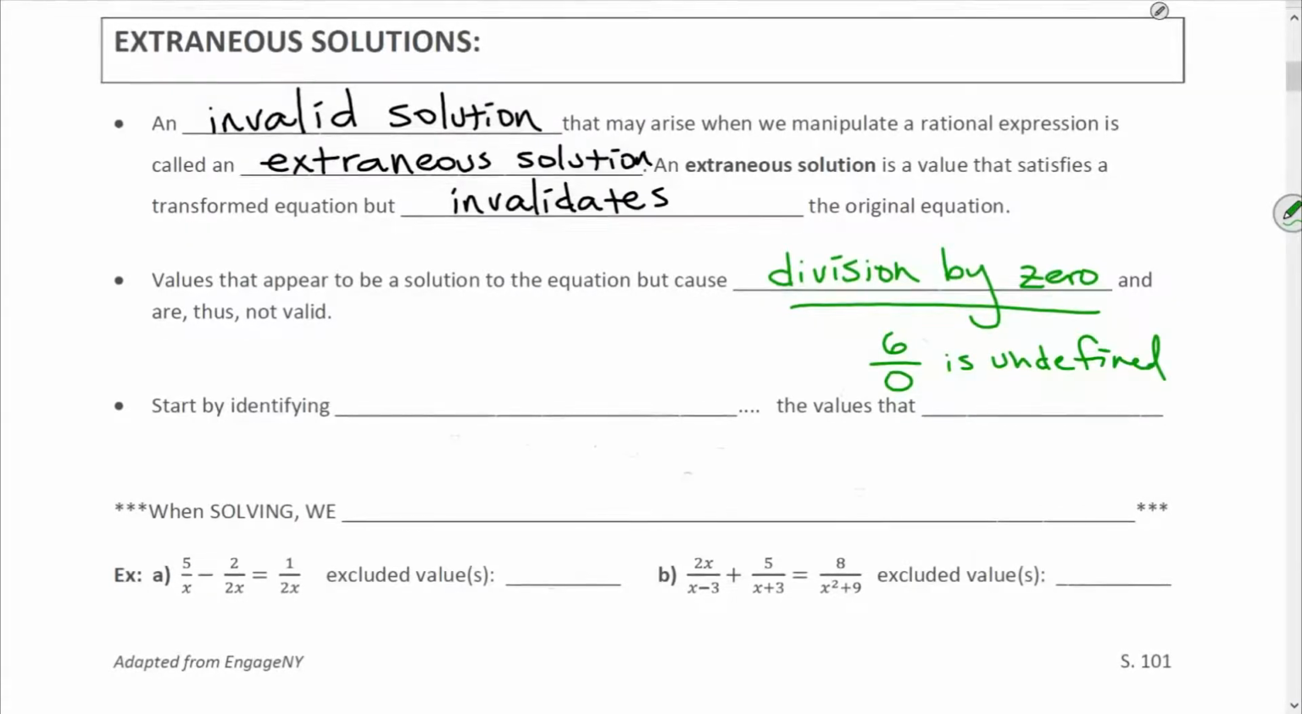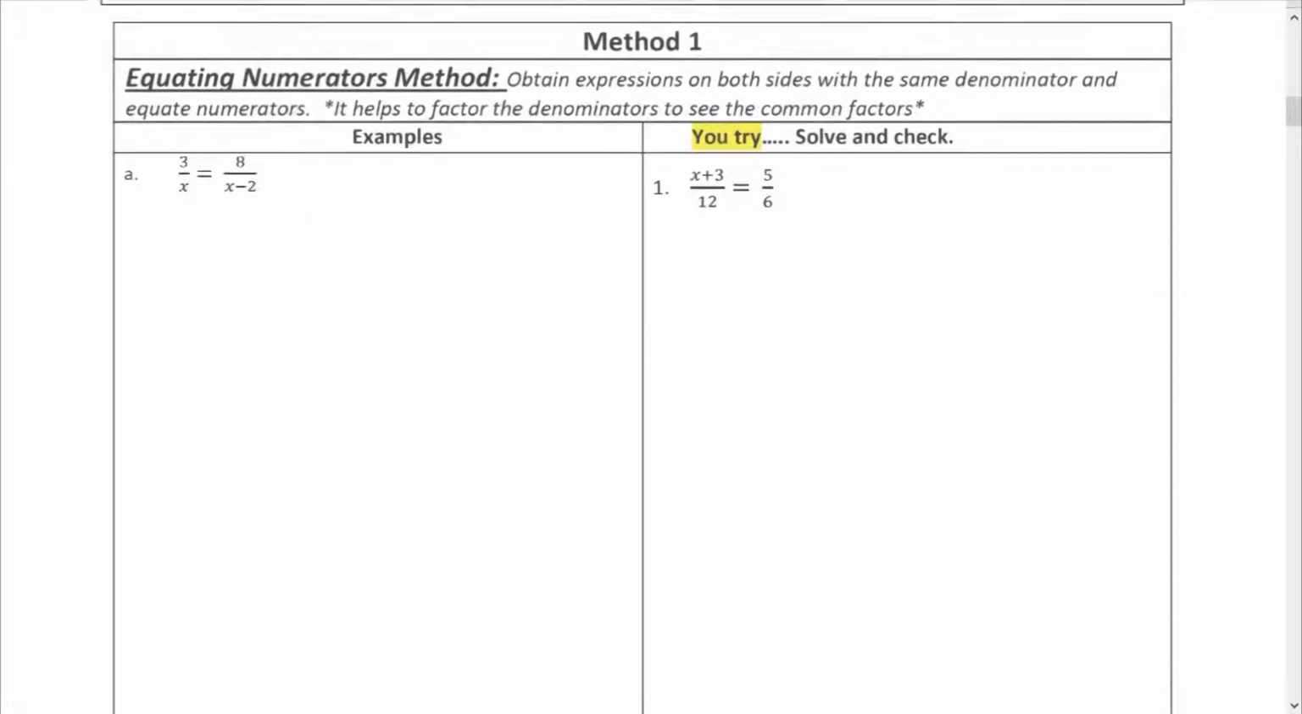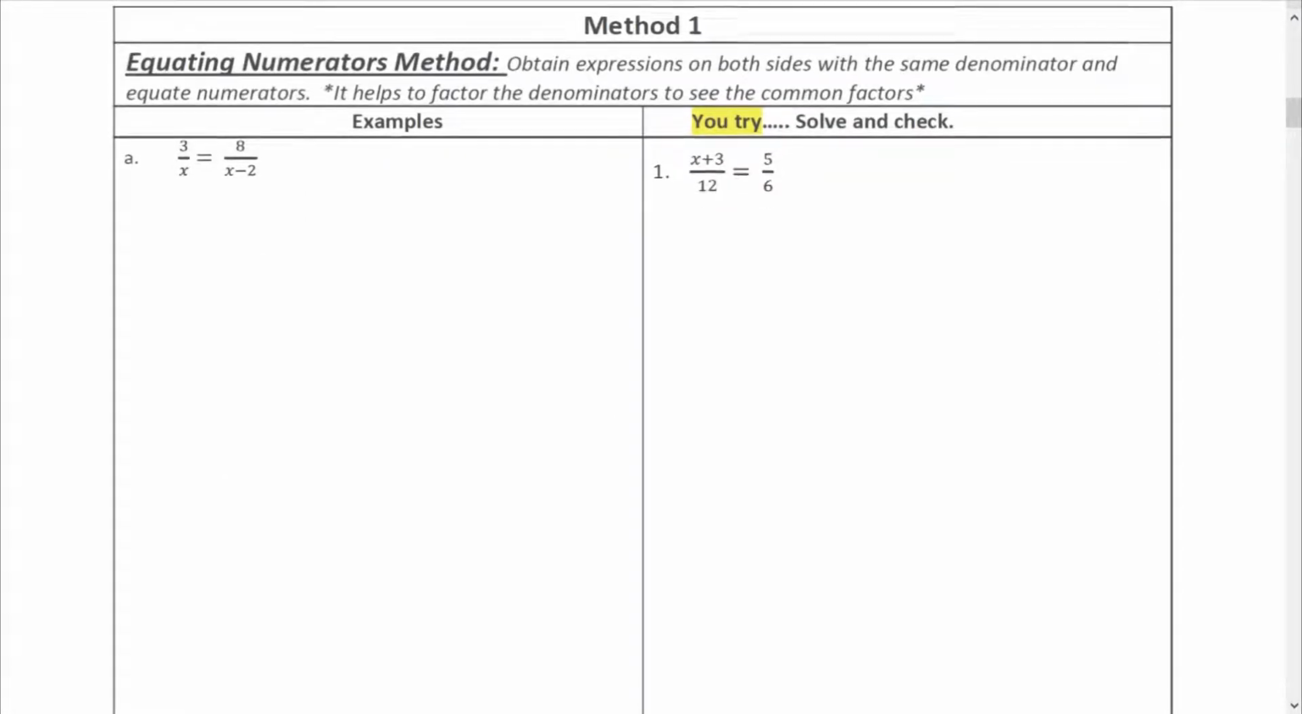So when solving, we will always check for extraneous solutions, and I do that at the end of the problem. With that in mind, let's solve some rational equations. This is a method where we'll find a common denominator, set the numerators equal to each other, and solve. Let's do letter A.